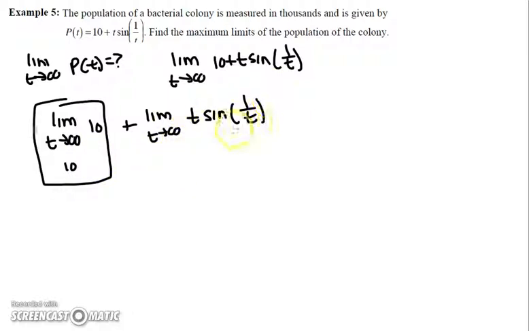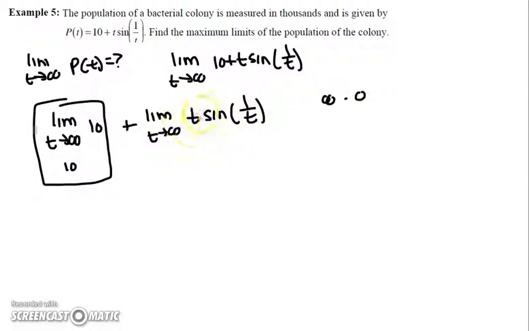If I plug infinity into this piece, I'm going to get infinity. 1 over infinity is 0. Sine of 0 is 0. So I have infinity times 0. So we need to rewrite this problem. So it's either infinity over infinity or 0 over 0. So we have two choices.